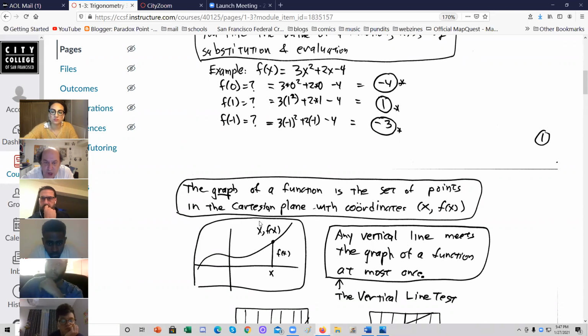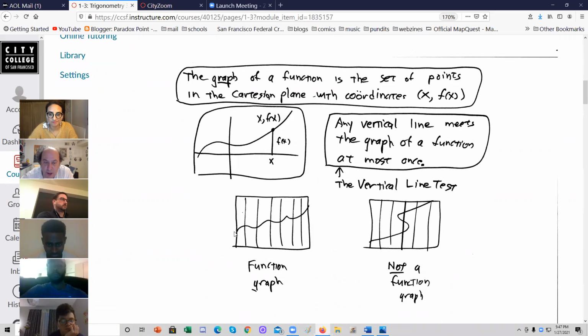Now, if it's a function, then f of x is a single number for any given input x. So therefore, any vertical line corresponding to a value of x will meet the graph of the function at most once. That's called the vertical line test. So for example, here, this wobbly thing, it's a function graph because every vertical line meets it once. This S shape, however, is not a function graph because this vertical line hits at 3 places. So really you have to say it's 3 functions, here and this and this.